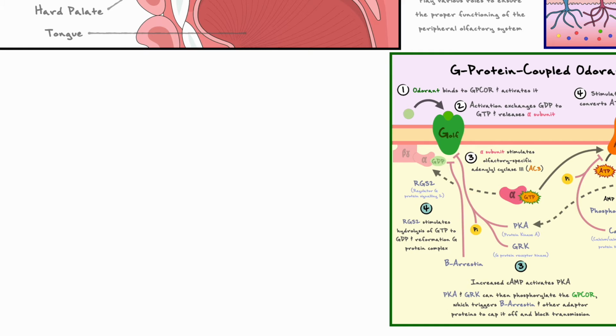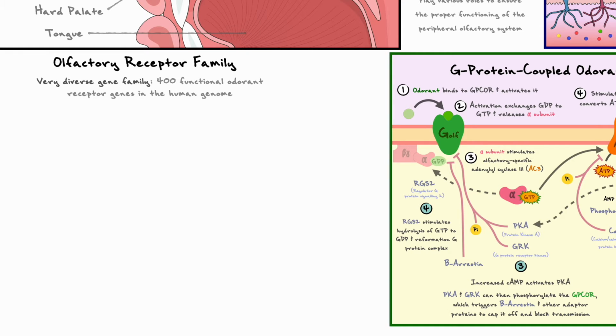So, it turns out that in our genome, we have about 400 functional genes that code for different olfactory receptors, so it is a very diverse family of genes. Another important fact is that most ORNs express only one odorant receptor gene. So, for example, you might remember that in the olfactory epithelium, we had blue, red, and green ORNs.